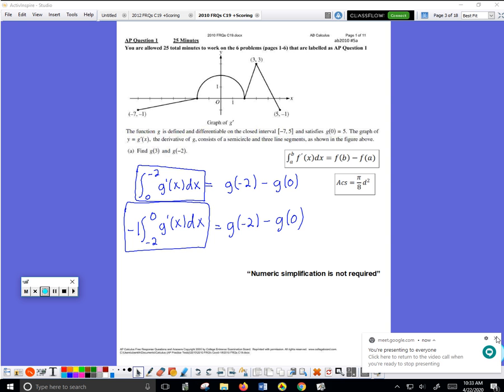So I guess where I keep getting confused on these kinds of problems is, so you have the graph and it's asking for these values of g, and I'm confused whether I should use the fundamental theorem or whether I should find the area of the shapes in the graph. Does that make sense? Yes.